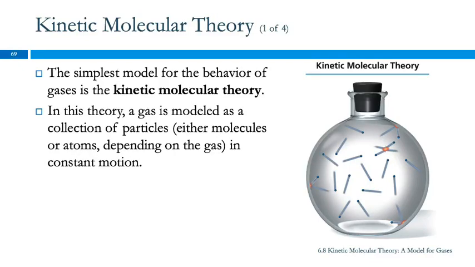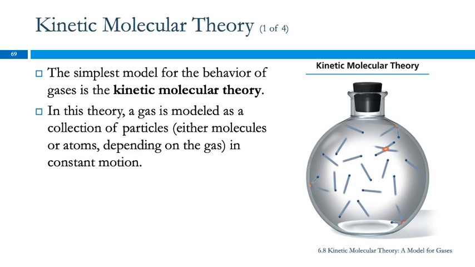Kinetic molecular theory is the simplest model for the behavior of gases. Here we're modeling the gas as a collection of particles. Those could be molecules or atoms, depending on the gas. And these particles are in constant motion. So the idea here is we look at these particles, and they have trailing lines to indicate movement, right?